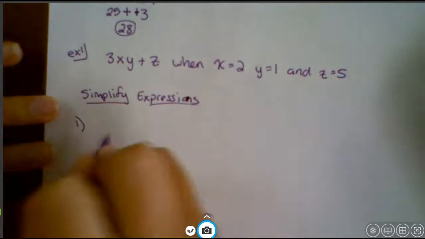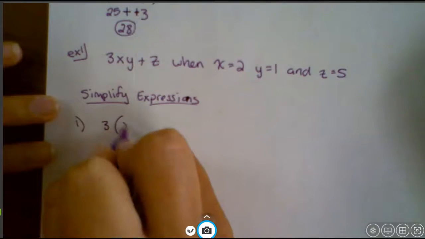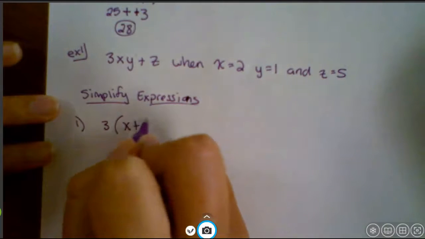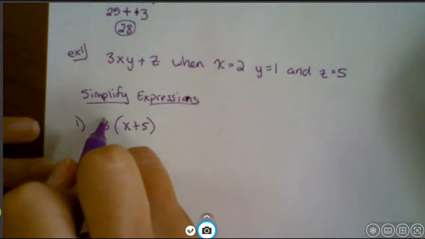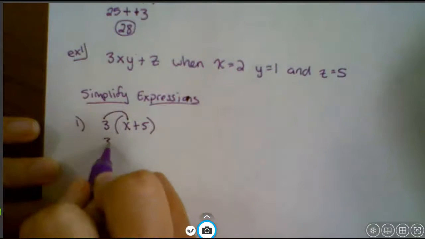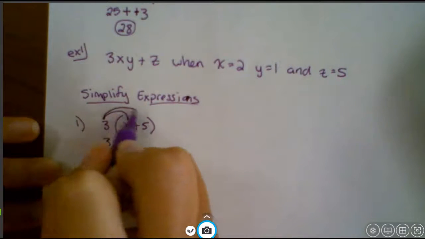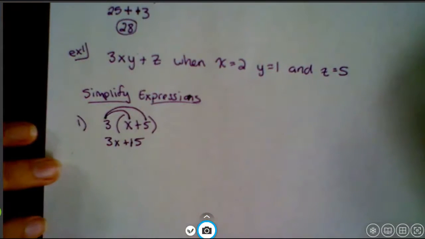So number 1, let's go over the distributive property first. So we have 3, open your parentheses, so times x plus 5. Anytime you have a number in front of parentheses, we're going to distribute it. I like to write my loop-de-loops or bunny hops. So 3 times x is 3x. 3 times 5 is plus 15.